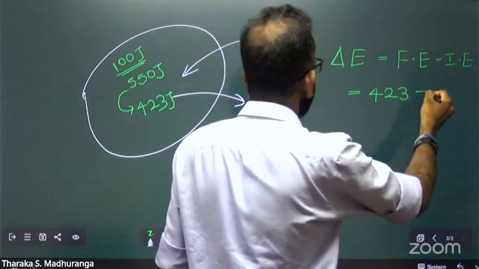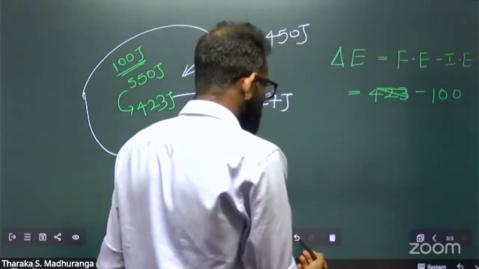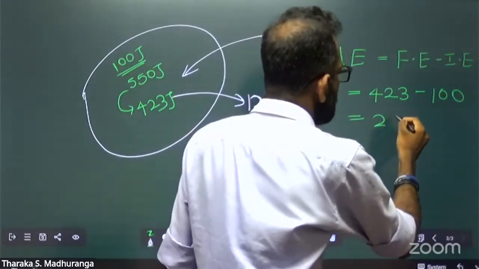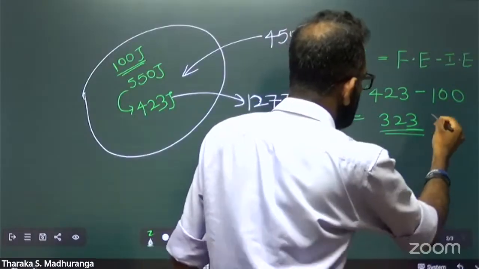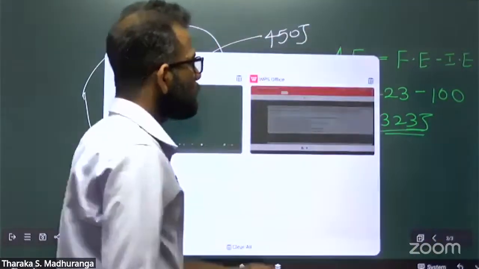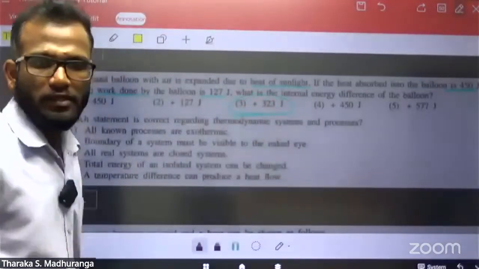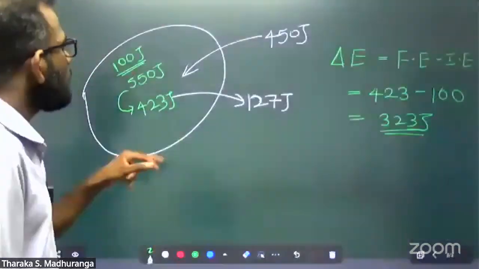423 minus initially it is 100. Initially it is 100. Now it is plus 323, that is the answer. Answer number 3.